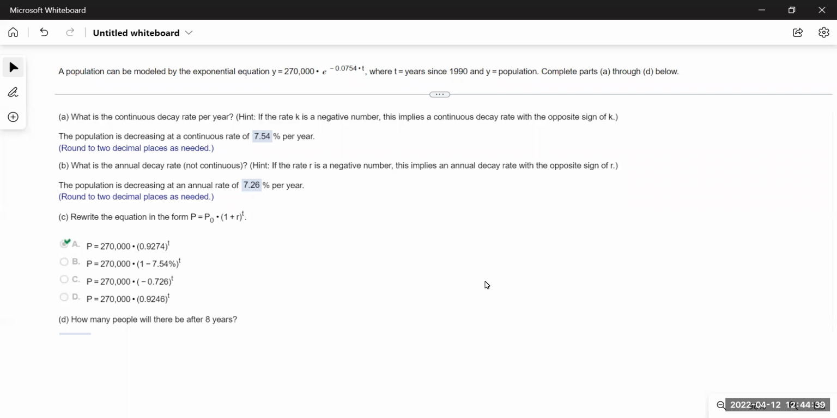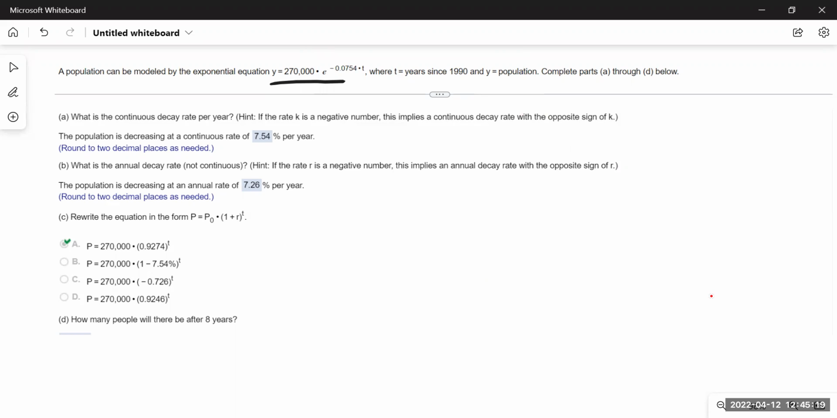A population can be modeled by the exponential equation y is equal to 270,000 e exponent negative 0.0754 times t, where t is equal to years since 1990 and y represents the population. We want to complete A through C. Now, the first question that we have here is, what is the continuous decay rate per year?